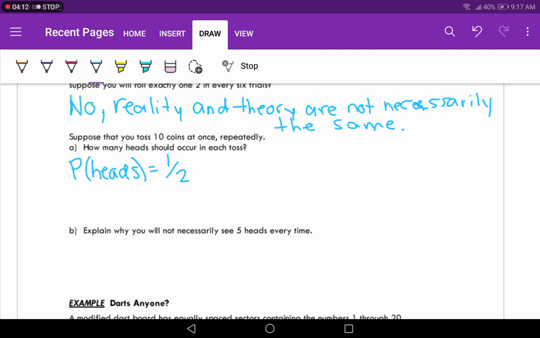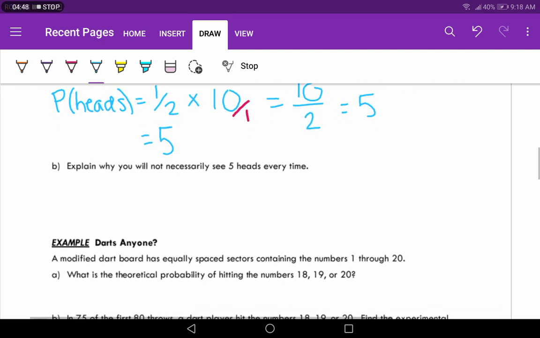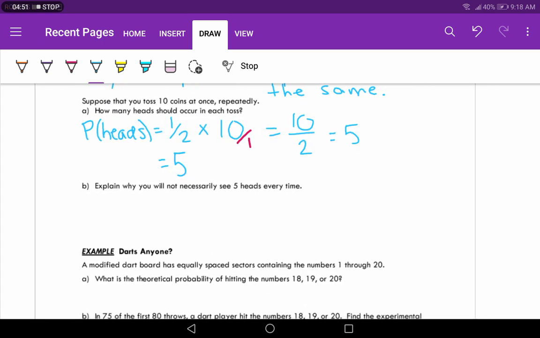So in order to figure out how this works, if we are tossing it 10 times, all we have to do is multiply that value by 10. Okay, and again, remember, when you're multiplying fractions, you can picture a whole number over 1. So 1 times 10, I'll do it over here. 1 times 10 is 10, and 2 times 1 is 2. 10 divided by 2 is 5. Okay, so if you are tossing 10 coins, obviously half of that would be 5. So you would theoretically think that 5 heads should occur.